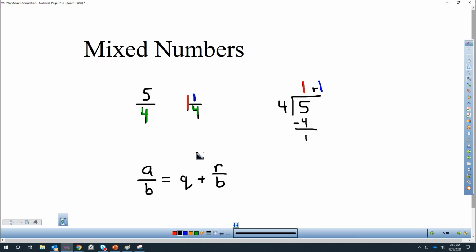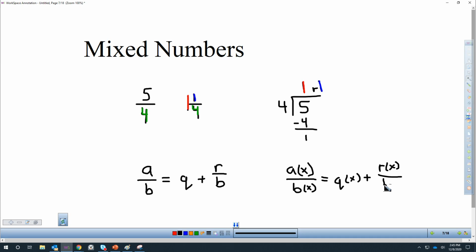Rational functions have something similar. If you have the rational function a of x over b of x, with a polynomial on the top and the bottom, we can divide those polynomials just like we did in the first chapter this year, and that's going to give us some answer plus some remainder out of the denominator.